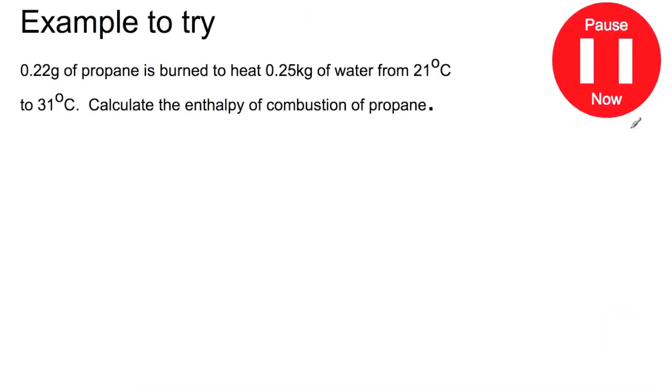So why don't you try and pause the video now? The example that you're going to look at is 0.22 grams of propane burning to heat 0.25 kilograms of water from 21 degrees to 31 degrees, and you're trying to calculate the enthalpy of combustion for propane.